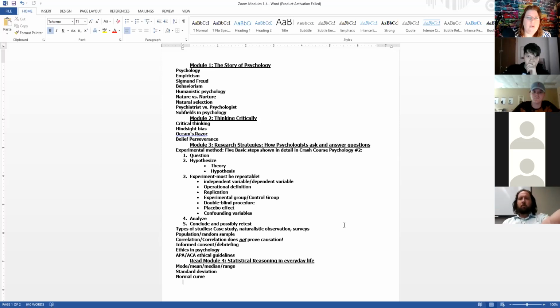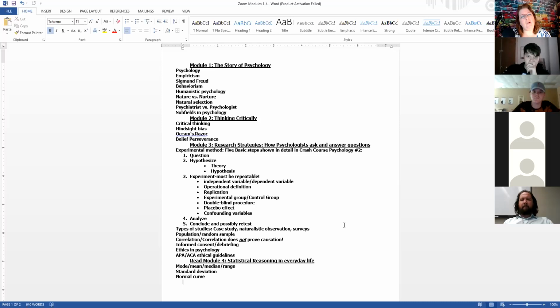You can have multiple independent variables in a study. Like for a drug, you can have different dosages of that drug. So that's something that would be part of it. The operational definition is the parameters of the study. How am I going to do this study? What am I going to do and how am I going to do it?